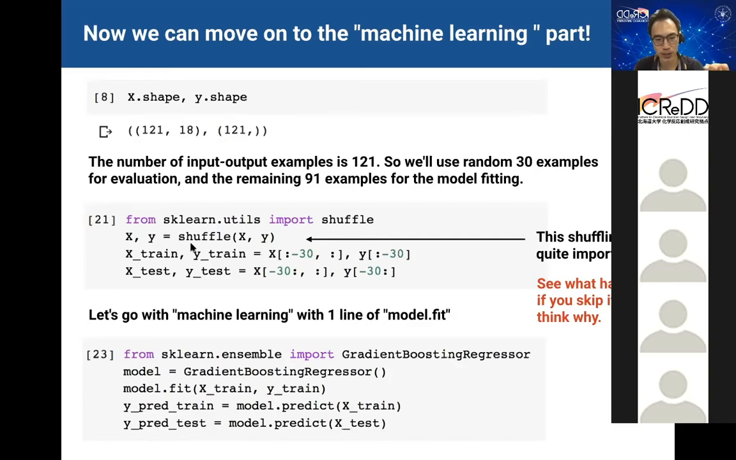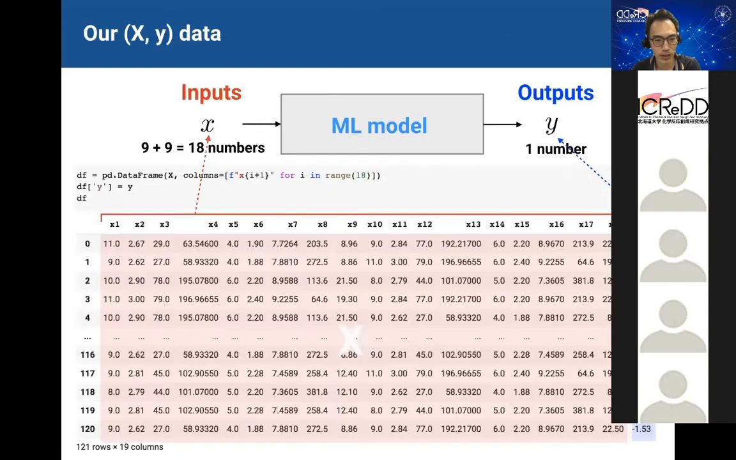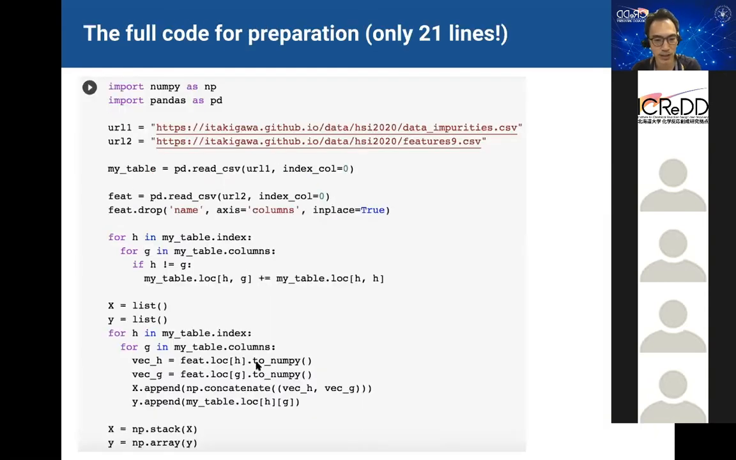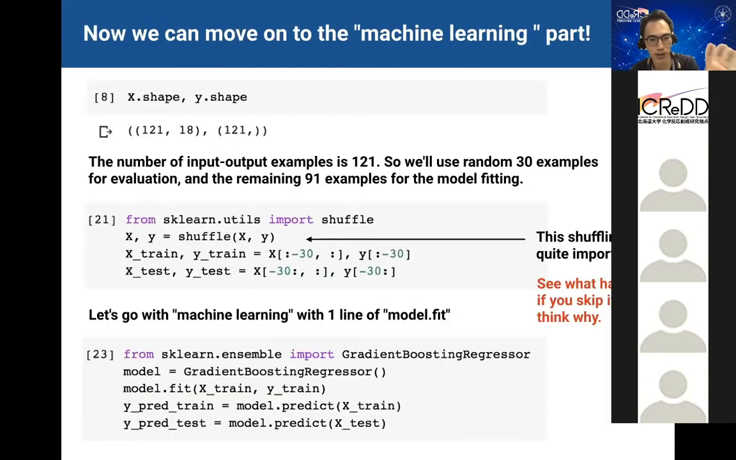Without shuffling, the first part is training and the last part is evaluation. But these rows are very systematically generated, so that's not good. So we randomize and separate into 30 plus 91. For this purpose, the 91 part we name X train and Y train, and the remaining 30 part we name X test and Y test here.